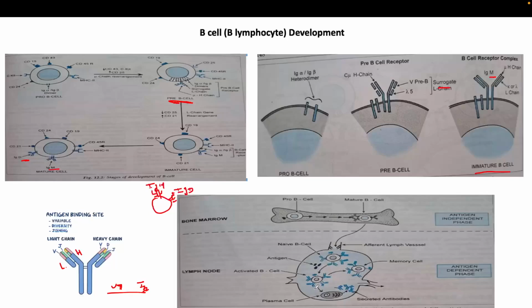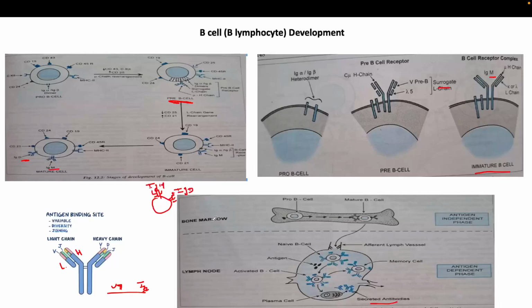And they will multiply to increase their number, and they will neutralize the antigen by secreting the particular kind of antibodies. Okay, so this is the development of B cell. There are two phases. One is antigen independent, and another one is antigen dependent. The antigen independent phase always takes place in the primary lymphoid organ, and the antigen dependent phase will take place in the secondary lymphoid organ, that is the lymph node.